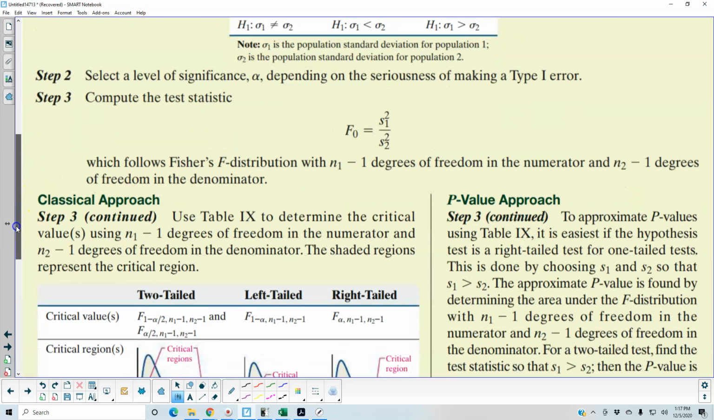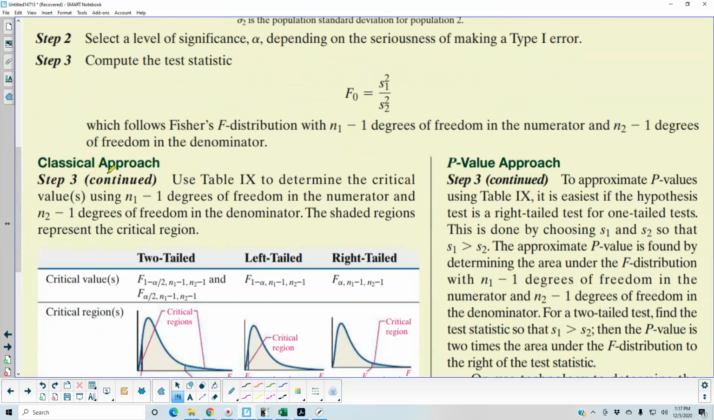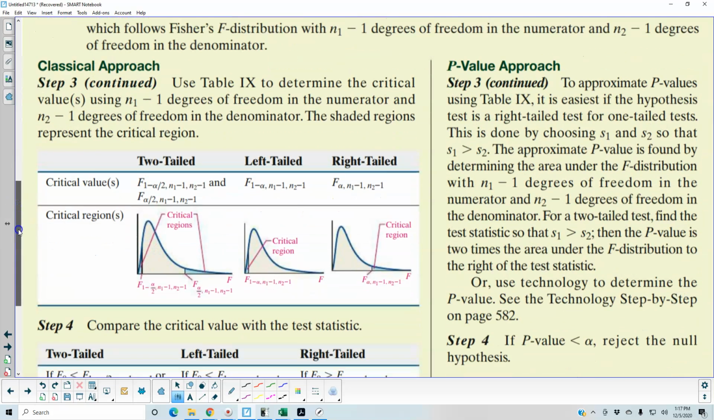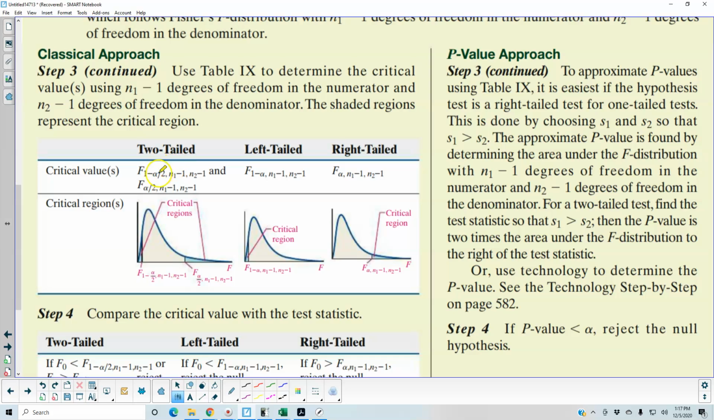Now the two approaches. If we do the classical approach, we're going to use table 9 to determine the critical values using the degrees of freedom in the numerator and denominator, and the shaded regions represent the critical region. So for the two-tailed test, we have two critical values. One of them is F with 1 minus alpha divided by 2. And you can see here that we have the degrees of freedom in numerator, degrees of freedom in denominator, and we also have F with alpha divided by 2.